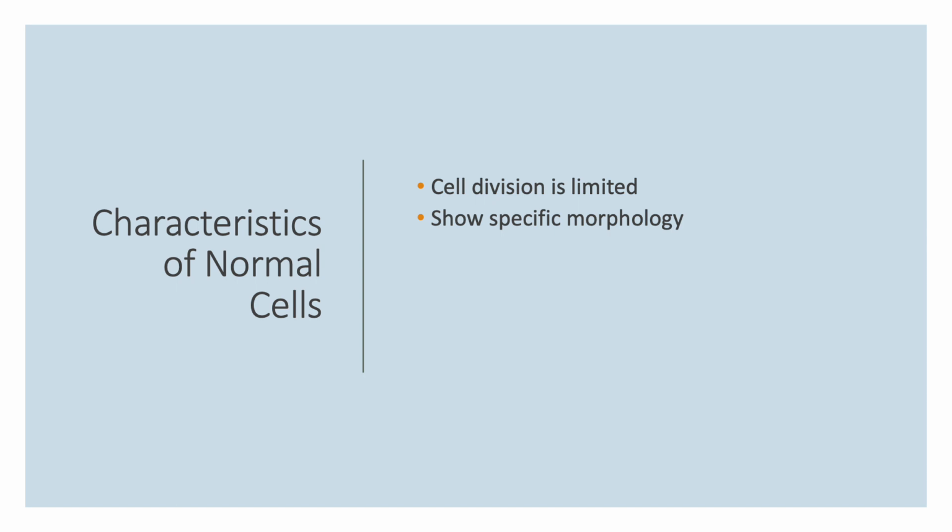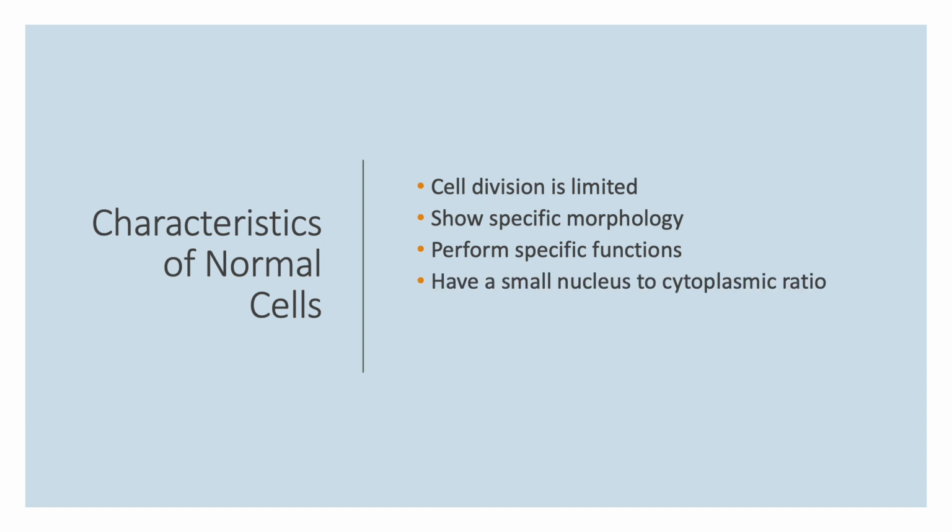The cells will show a specific morphology. They have distinct and recognizable appearance. Their size and shape is consistent. They also perform certain functions, so every normal cell needs to perform at least one special function to contribute to homeostasis. For example, liver cells make bile, red blood cells make hemoglobin.